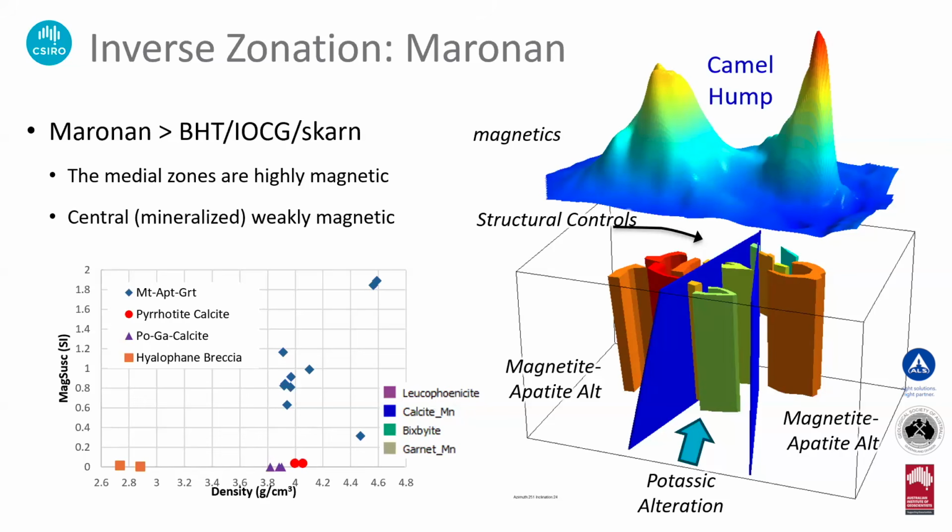And then you've got these K feldspar rocks down here, which are very low density and very low susceptibility. And you can see here, this is the mag model. These are low magnetic zones in there, high magnetic zones there.